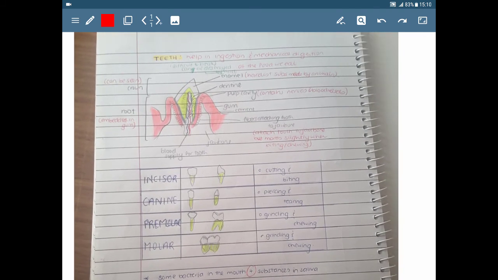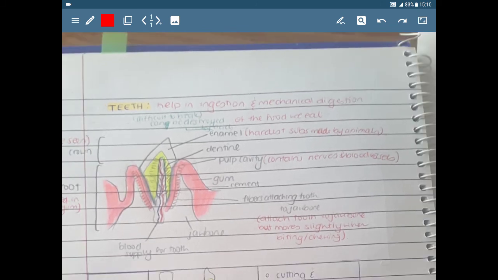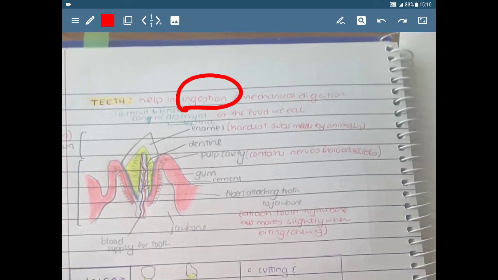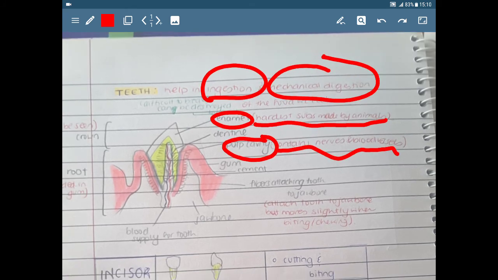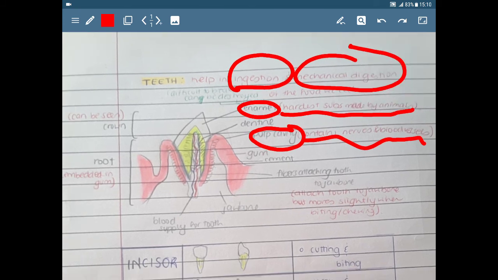Okay, now, mechanical digestion. Mechanical digestion is mainly done by the teeth. The teeth help in ingestion and mechanical digestion of the food that we eat. Enamel is actually the hardest substance made by animals. The teeth also contain nerves and blood vessels in the pulp cavity, which we will discuss in a few seconds.